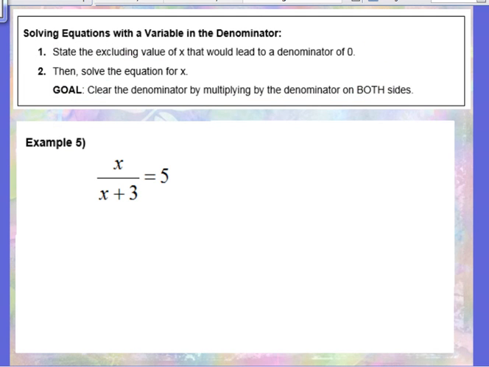Example 5. Let's state what x is not allowed to be. So take a look at your denominator. Do you know what x is not allowed to be? Try to think of it mentally. What would you replace x with that would give you 0 for that expression in the denominator? And I like to write it up here. If you guessed -3, you are correct.